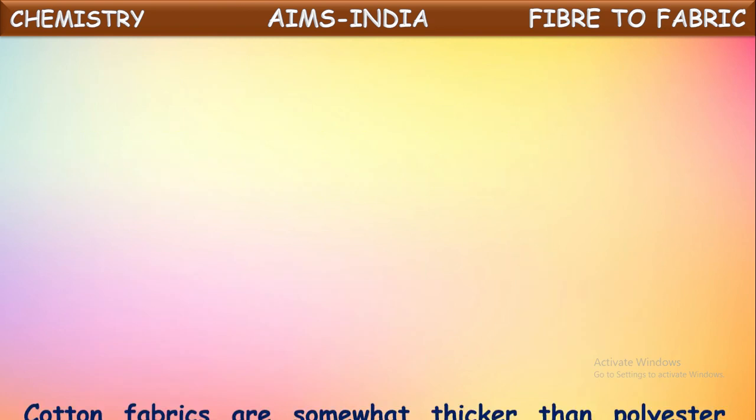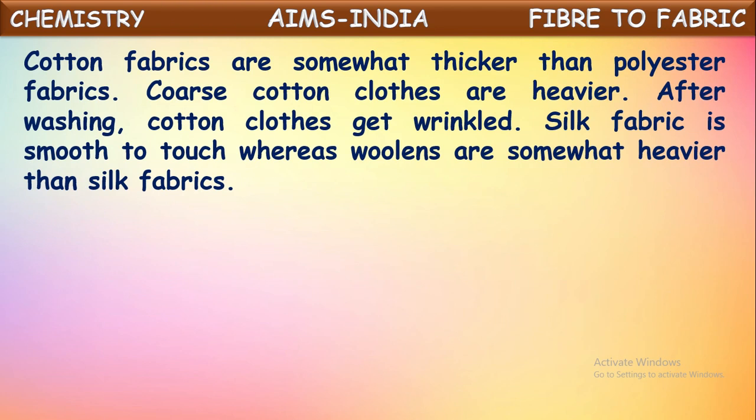Next, cotton fabrics are somewhat thicker than polyester fabric, isn't it? Polyester fabric will be very thin. So these polyester fabrics are most comfortable in the rainy seasons because even though they get wet, they will dry off immediately. They won't absorb much water. Whereas cotton fabric or coarse cotton fabric is heavier.